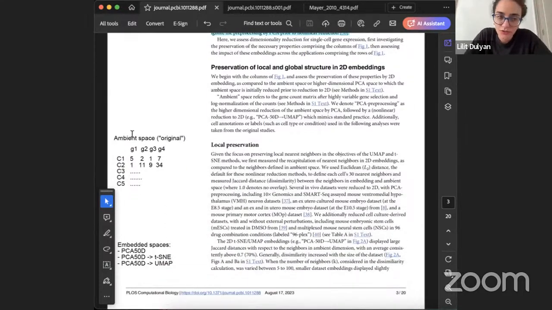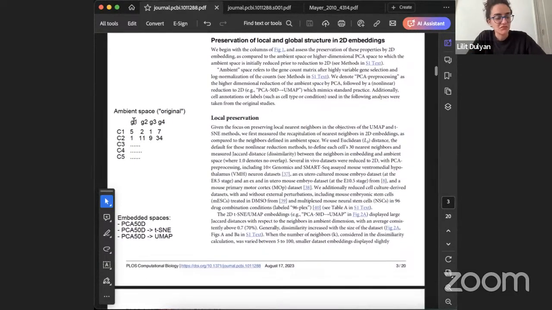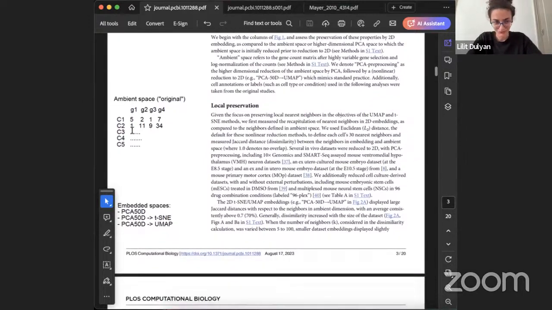Some terminology: they call it ambient space, the original space that had some preprocessing, like normalization, for example. I think it looks like this. Obviously, it's very simplified, but let's say we have 4 genes and 5 cells, but that's not the reality. And then each cell can have expression in some number.